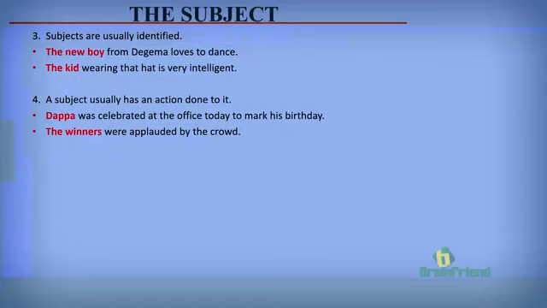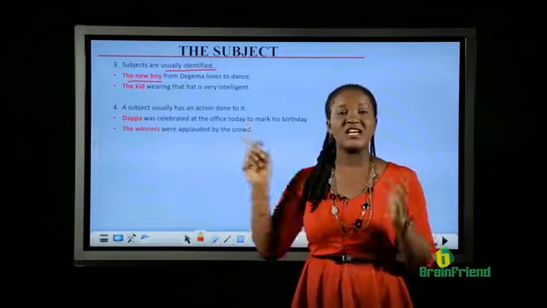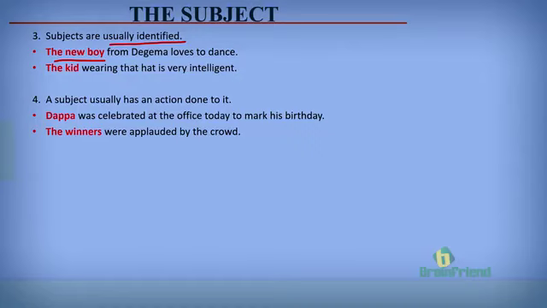And then a third way to identify subjects in sentences is that subjects are usually identified. For example, the new boy from Degema loves to dance. Now, if we have several new boys here, the way to identify the particular one this sentence refers to is that you would ask, where is he from? He's from Degema. Maybe other new boys are from different ethnic groups and so on and so forth. You can identify this particular new boy because he is from Degema.